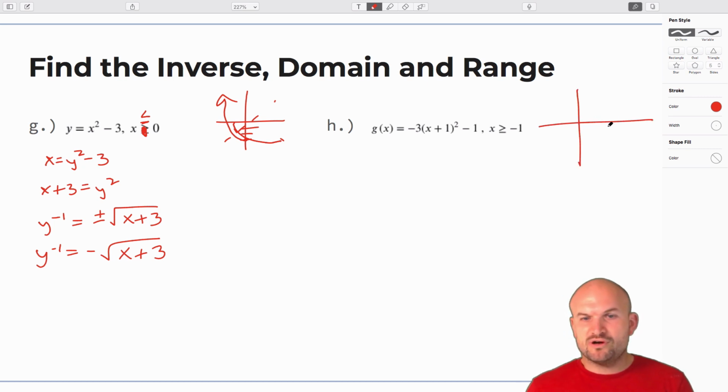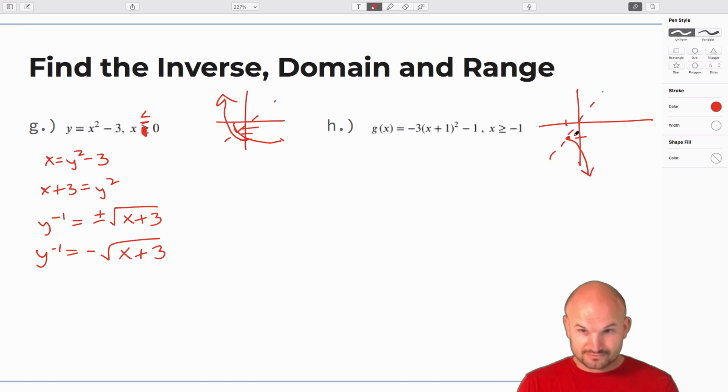This graph is a little bit more advanced here. Let's see, it's being shifted left 1, down 1. It's opening down and has a vertical stretch of 3, and it's only for x values greater than 1. So the graph looks something like this. So if I'm going to reflect this about the y equals x line, I got to figure out, am I going to be using a positive version of the x or a negative version, right? It kind of gets a little crazy here what this looks like.